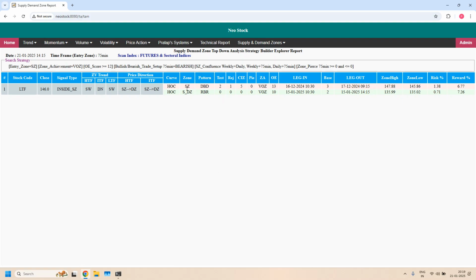So in this stock, this 75 minute supply zone is part of the daily supply zone. Both together are part of the weekly supply zone. Weekly EMA confluence we need not verify because the HTF trend is sideways. Sideways EMA confluence does not give any extra advantage. But because of this LTF, ITF, HTF zone confluence, see, it has already tested 2 times. Okay, this is about the bearish trade setup for weekly income trade.